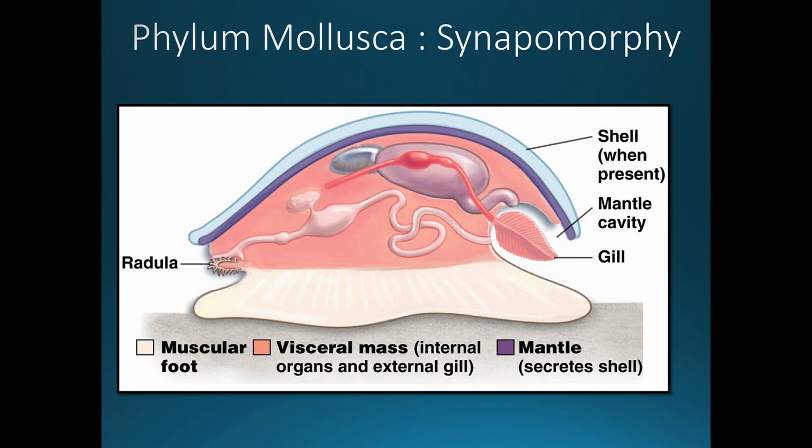So some of the synapomorphies they have is that they will have this muscular foot, which they use to attach to surfaces and to move. They will have this internal visceral mass, and inside of the organism there will be organs, and then they will also have this external gill. They'll also have a mantle covering the top of it here, shown in purple. This mantle will secrete a shell. Now, not all members of the mollusks will have a shell, but those that do, it is secreted from this mantle. But all of them are going to have the mantle.